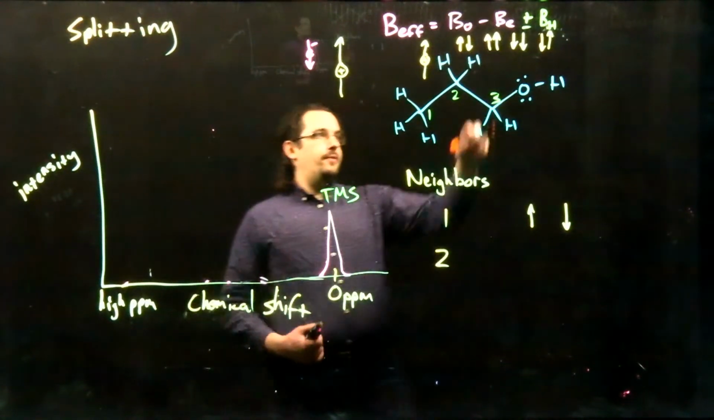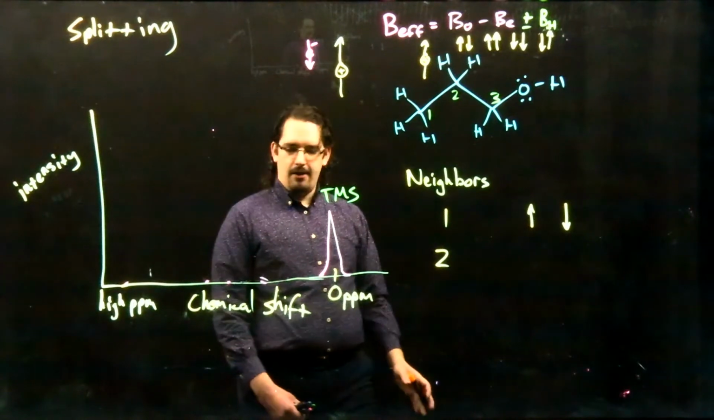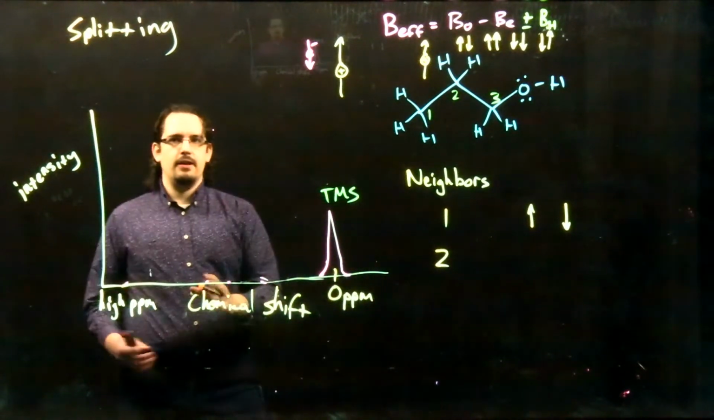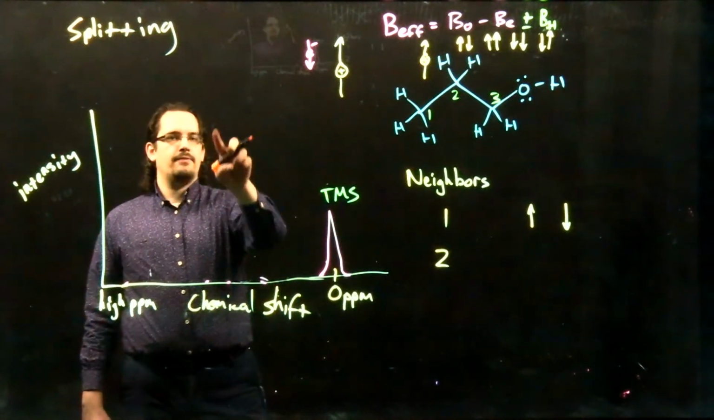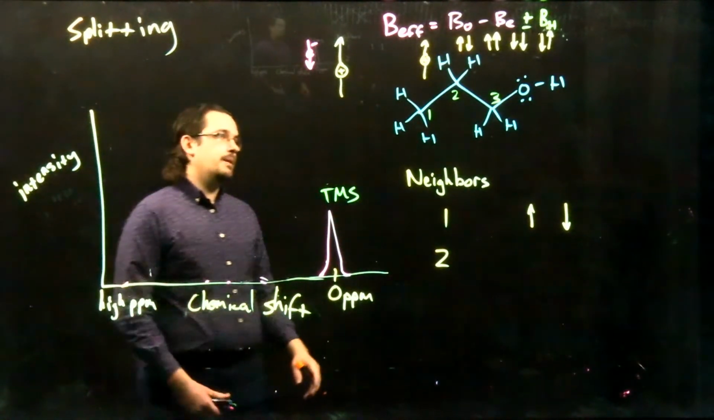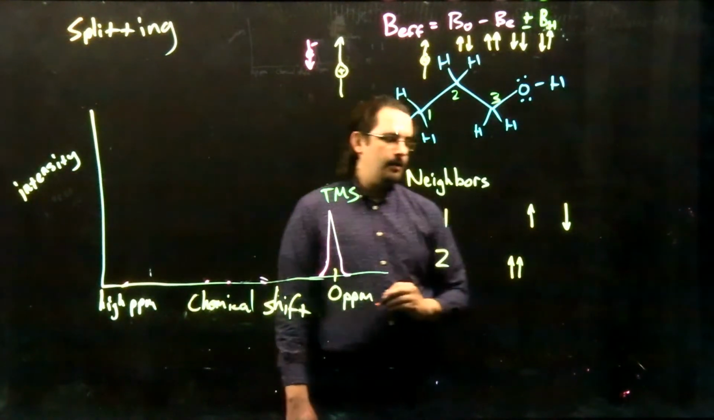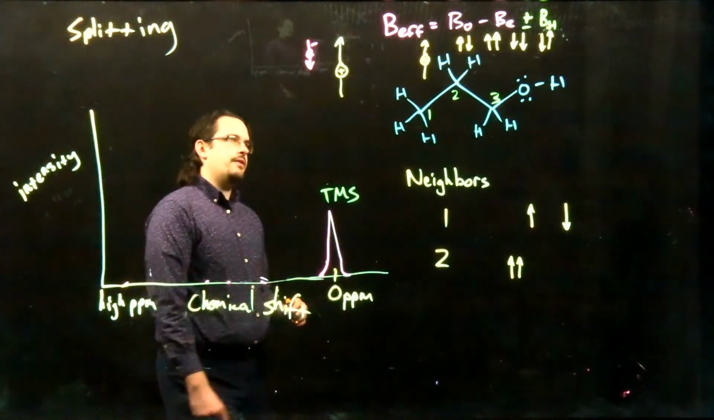So if they're both supporting the magnetic field, that's going to give us our highest frequency, our largest energy gap, right? So it would be the highest ppm. So that would give us our peak furthest to the left.